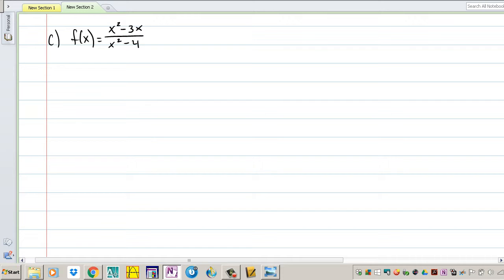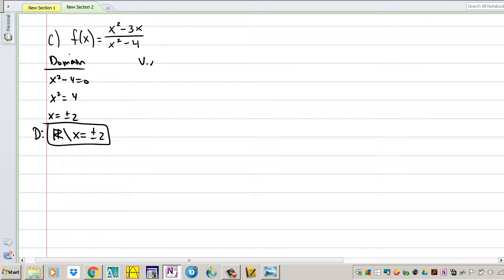Okay, so now we have another function. So let's go ahead and do this. Domain, always set the bottom equal to 0. It's too early in the morning. Domain, set the bottom equal to 0. So x squared minus 4 is equal to 0. X squared is equal to 4, and x is equal to plus or minus 2, which means that your domain is all real numbers except x is equal to plus or minus 2.